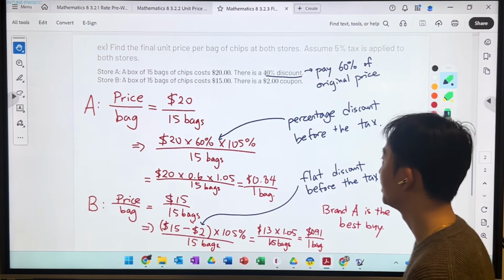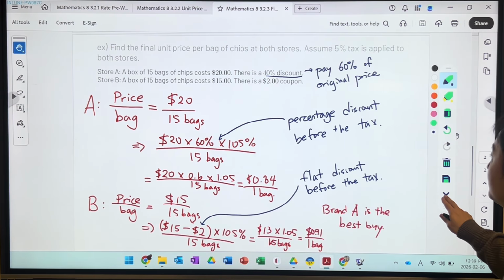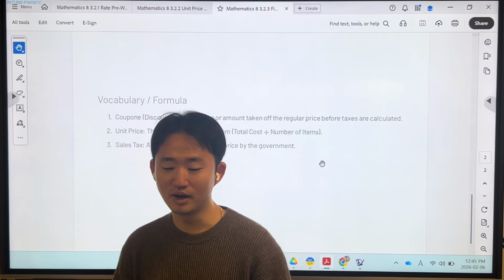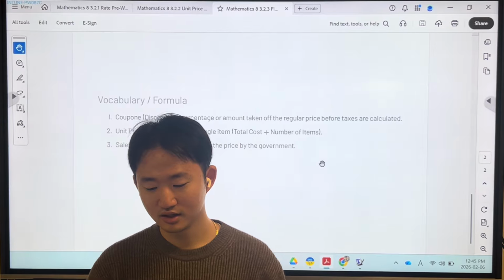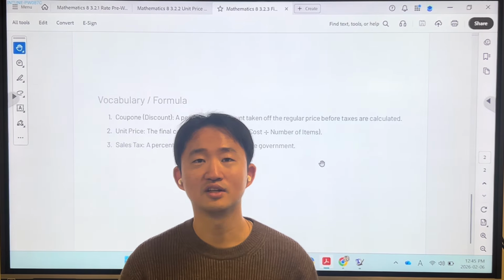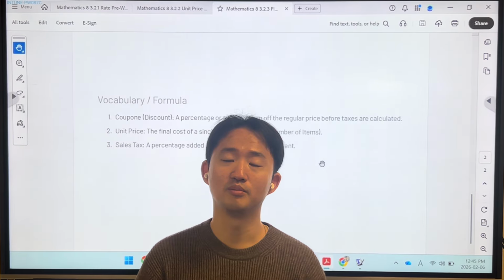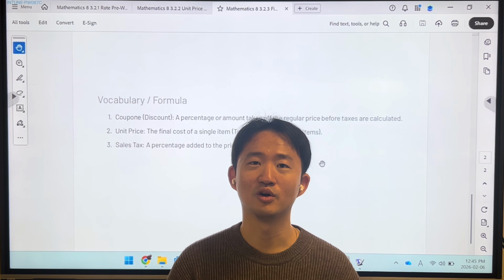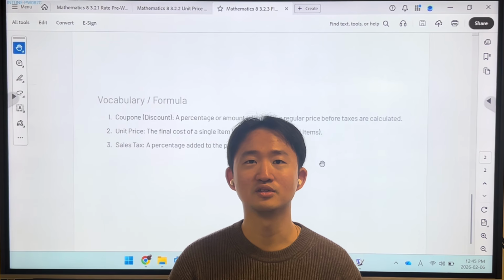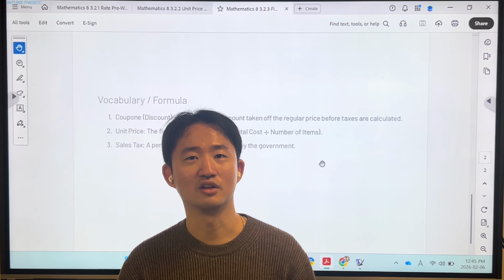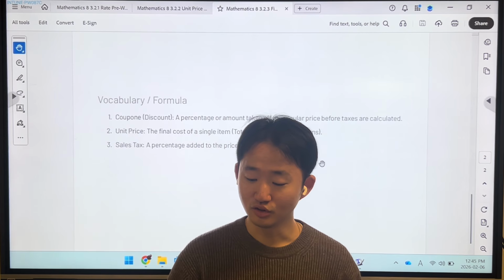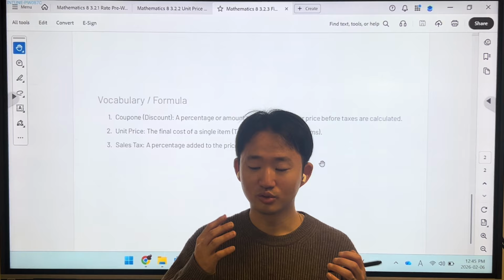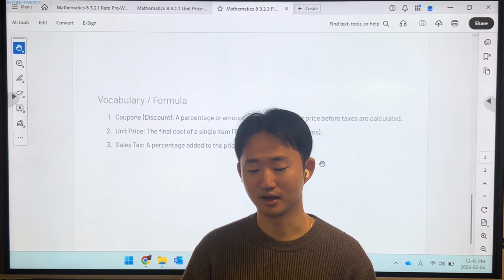Let's review some vocabulary that we learned in this lesson. Coupons or discounts are a percentage or amount taken off the regular price before the tax is calculated. So these help us to buy the products at a cheaper price. And you will see them very often when you go to grocery stores, or clothing stores, or even online stores as well. The unit price, as we have discussed in the previous lesson, is the final cost of an item, the total cost divided by the number of items that we're buying.